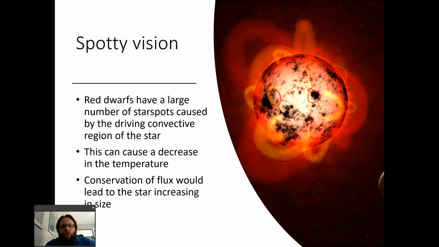And if there are lots of star spots on the surface of the star, that will reduce the effective temperature of the star. And to conserve flux, the star will then increase in size to make sure there's a conservation of energy. So as the surface temperature decreases, to conserve that luminosity, that flux, we would get that increase in size. That increase in size could be that discrepancy that we're seeing, and we need to build this in as a factor in our evolutionary models.